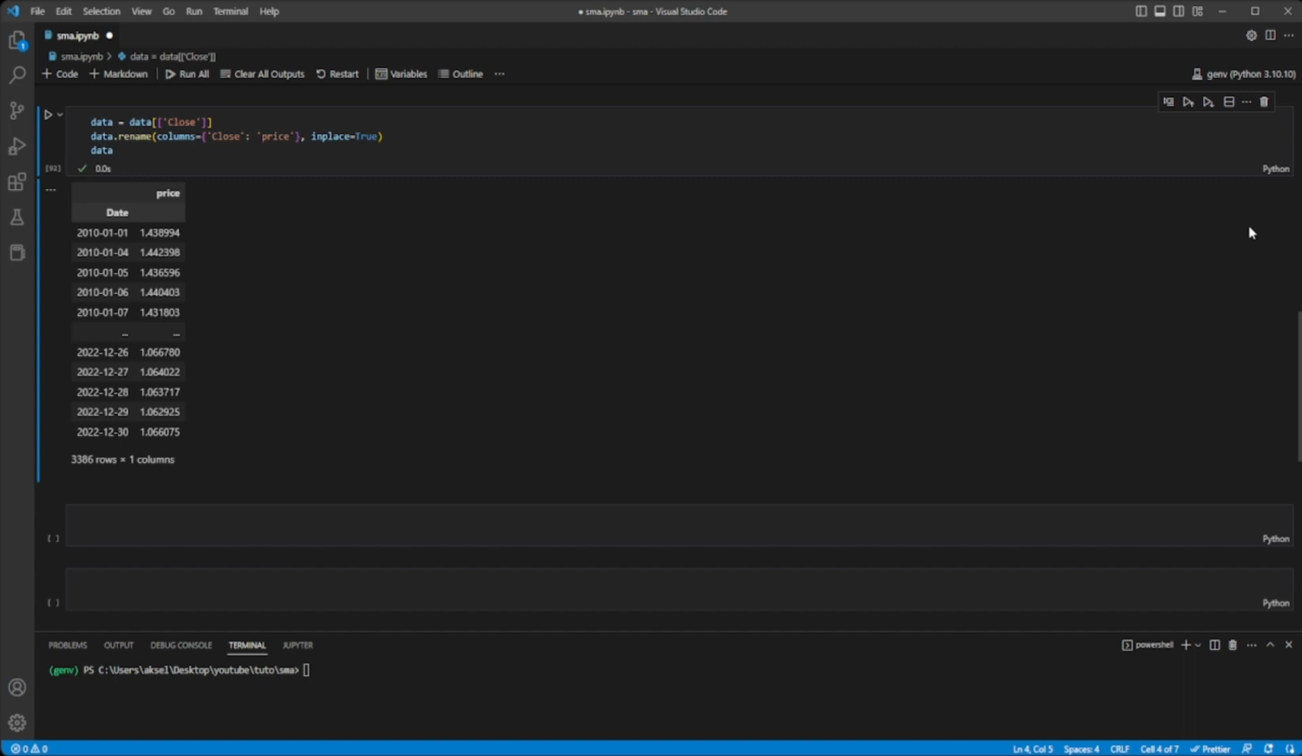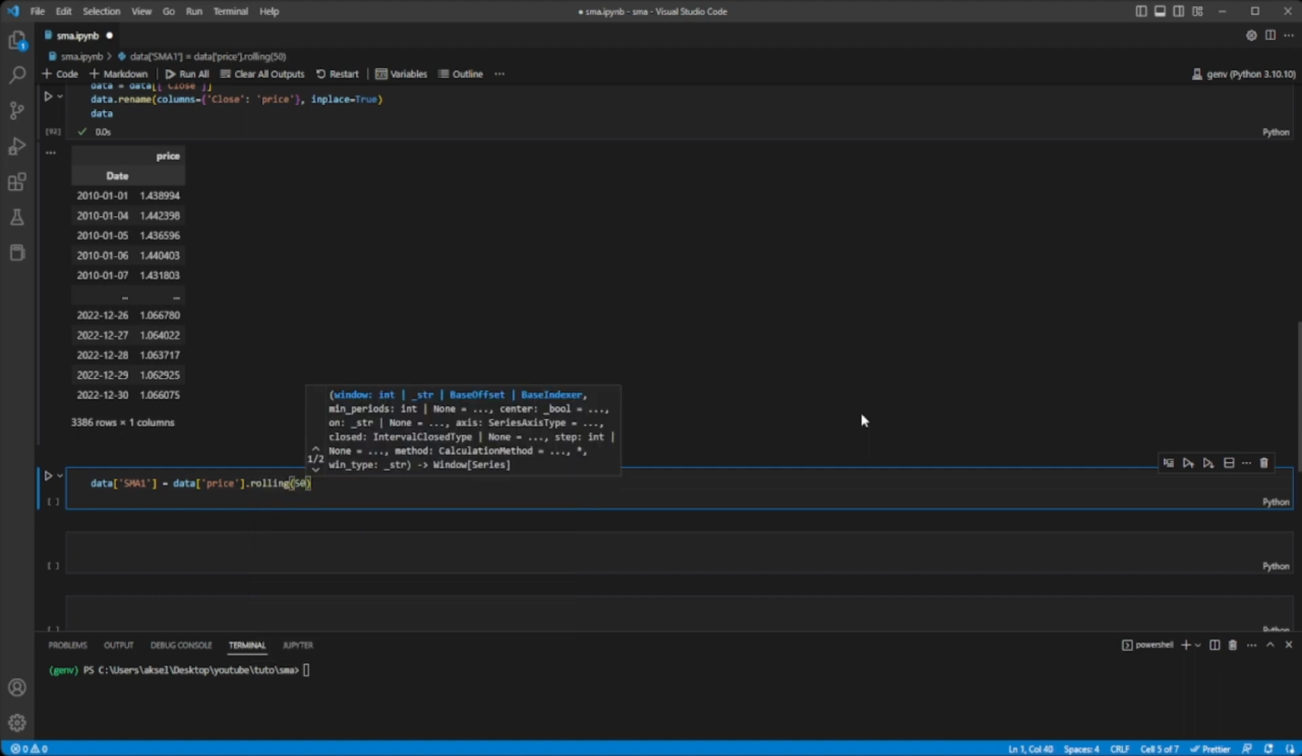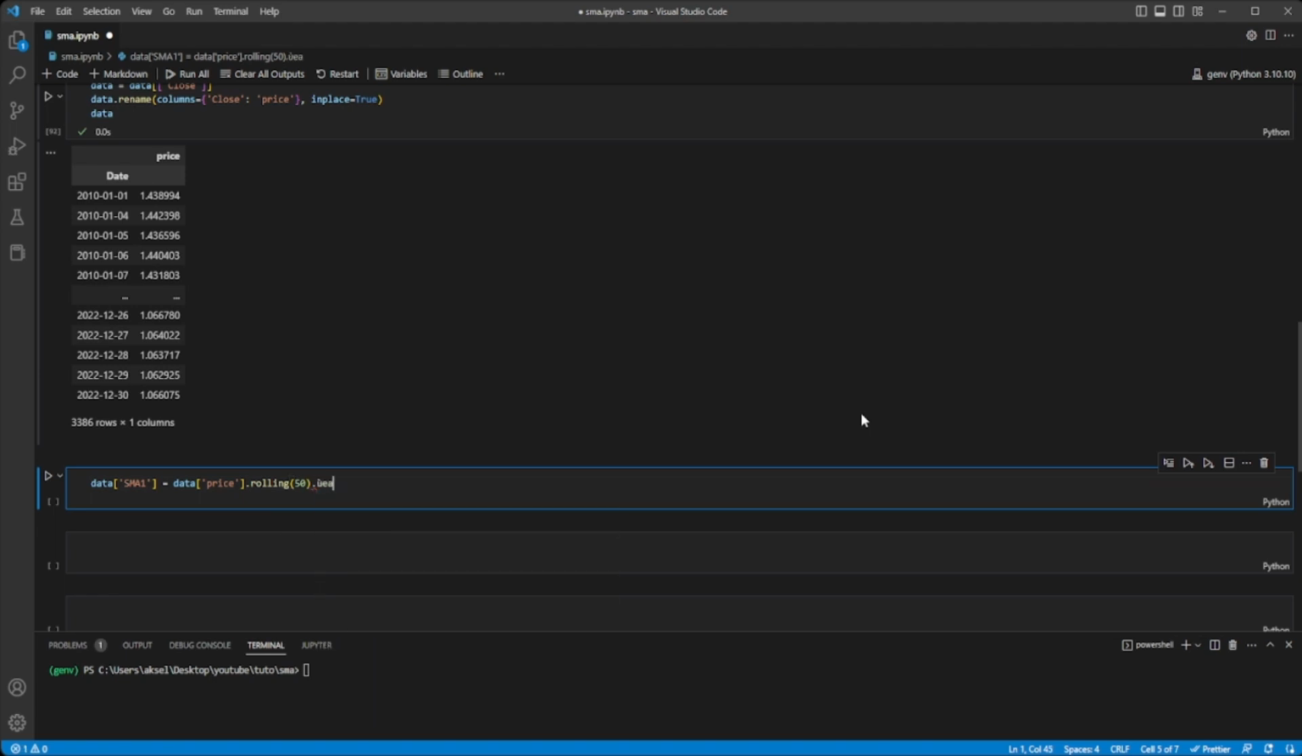So now let's calculate our SMA. To do so, we're gonna calculate two SMAs, one short moving average and one long moving average. So SMA, the first one is gonna be the shorter one. We're gonna use a 50 days rolling average, for example. So to do so, we need the price, which we're gonna roll using the pandas rolling function applied to the price, and the rolling, it's gonna be the mean, which is the average.